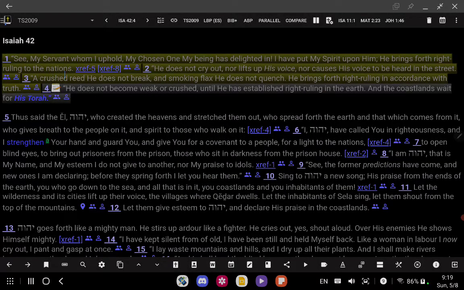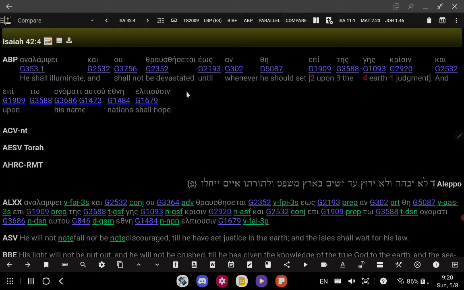And you can see this is where it's from. The crushed reed does not break, and smoking flax he does not quench. He brings forth right ruling. But they've got this weird thing that says the coastlands wait for his Torah. And so if we hit compare here, we'll see that the Septuagint here says, and upon his name nations shall hope.